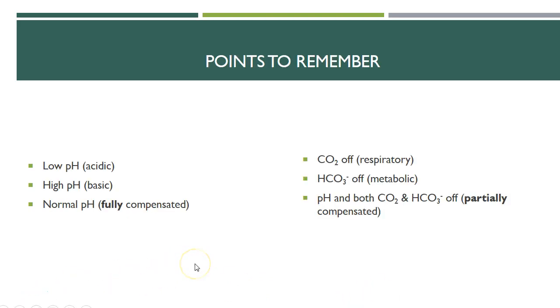So points to remember. You are more acidic the lower your pH is. You're more basic the higher your pH is. If your pH is normal, you're fully compensated. If your CO2 is off, it's going to be a respiratory disorder. If your bicarb is off, it's going to be a metabolic disorder. If your CO2 and bicarb are off, and then your pH is also off, you're going to be partially compensating.